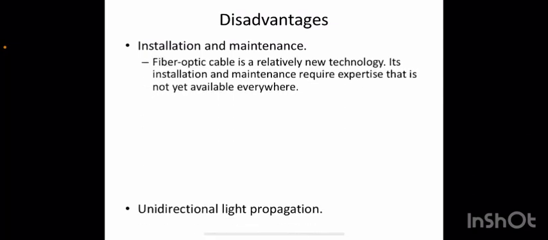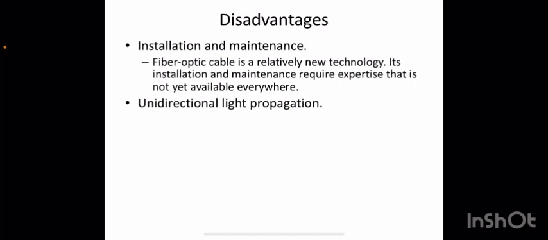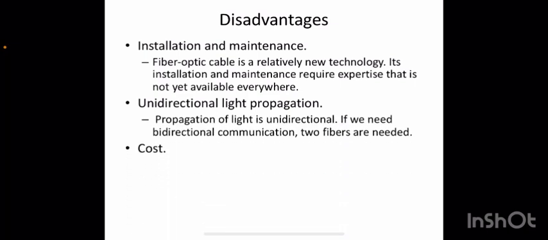Now coming to the disadvantages, definitely these are fewer compared to the advantages. Anyway, some drawbacks are there. The first one is installation and maintenance. Fiber optic cable is a relatively new technology, so installation and maintenance require expertise. Unidirectional light propagation is another drawback. That means propagation of light is always unidirectional, so if we need bidirectional communication, two different fibers will be required. And cost also.